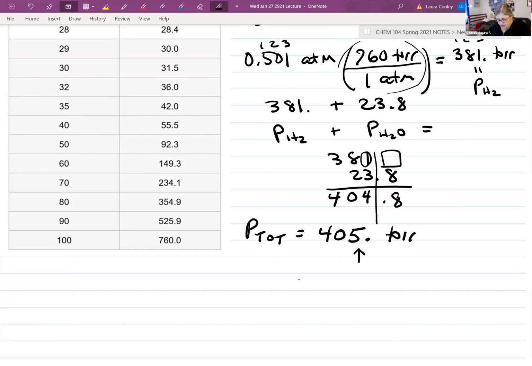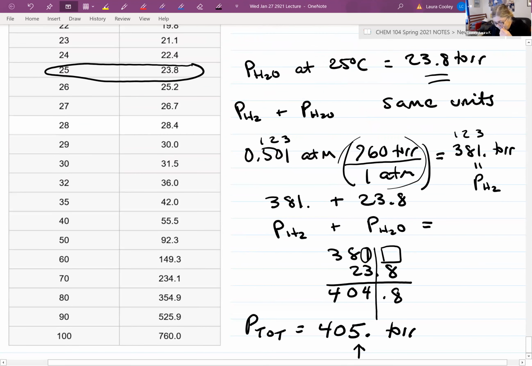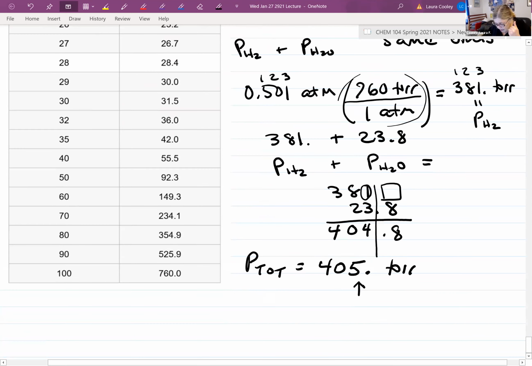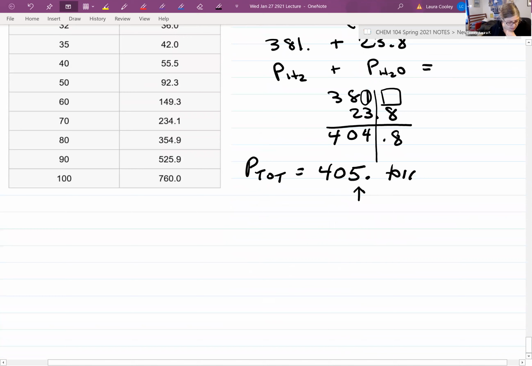Okay. So that's how you handle the vapor pressure of water. And that's the beginnings of doing gas stoichiometry problems.